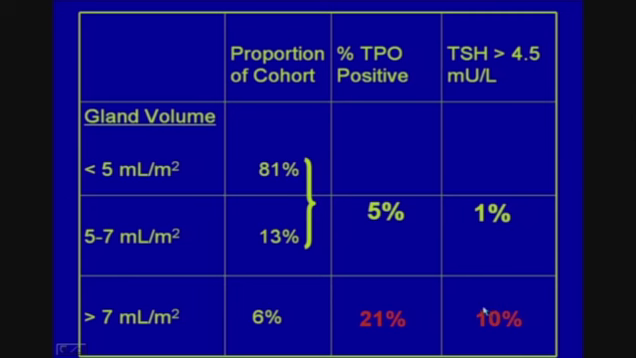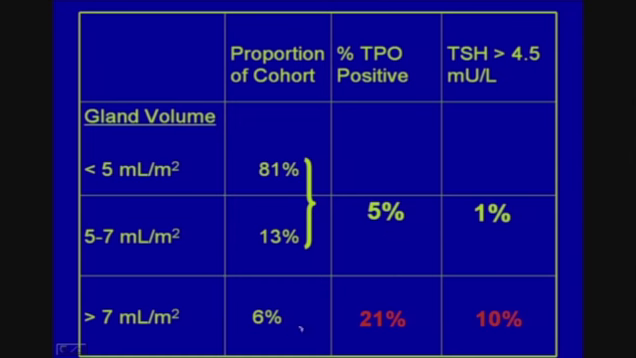And here's what they found. Of the people that had relatively normal gland size, which was about 81% of the cohort, as you would imagine, and those that had only minimal enlargement, about 13%, there was a very, very small likelihood that those patients, in fact, would have an abnormal TSH or subclinical hypothyroidism, and about 5% of the cohort was antibody positive, meaning they had underlying chronic lymphocytic thyroiditis.